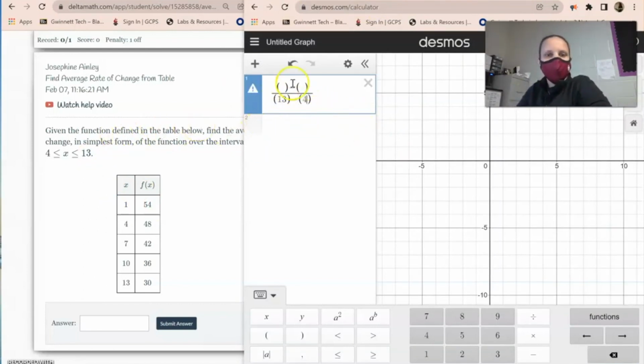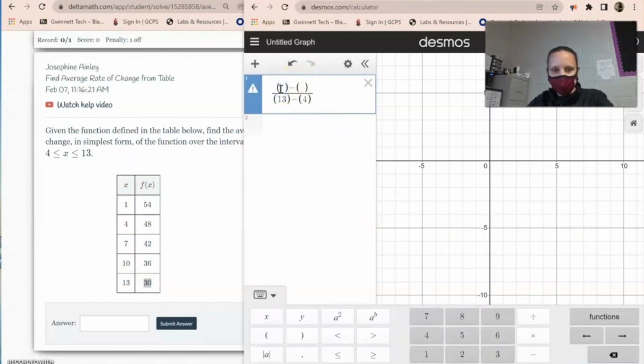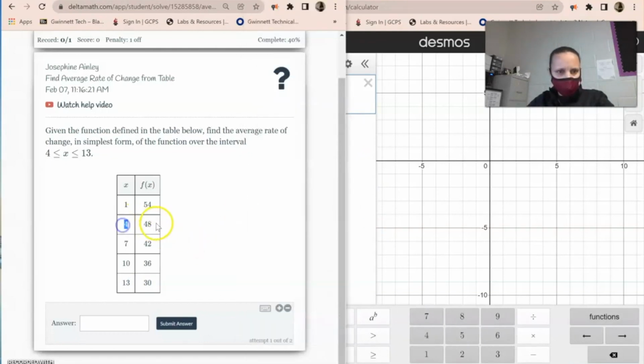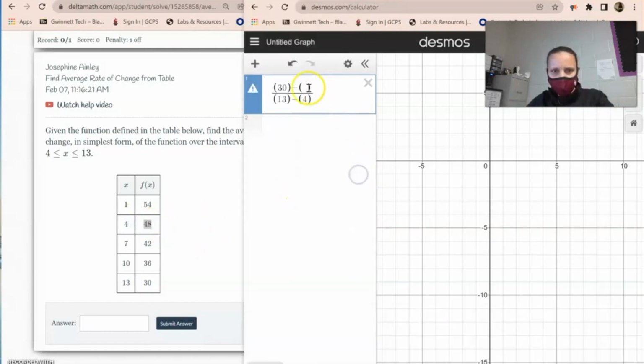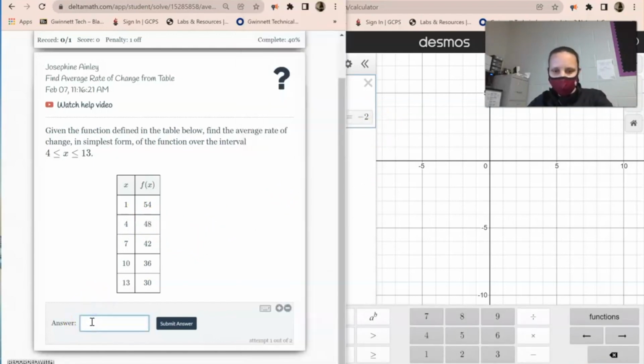Then all you have to do once you put that in is match it for the y. So I'm going to go look for 13 in the table right here. What's the y value? 30. So you're going to match that to 30. Then you're going to match 4. What are you going to match 4 to? 48. Once you put it in, that's your answer. You're done.